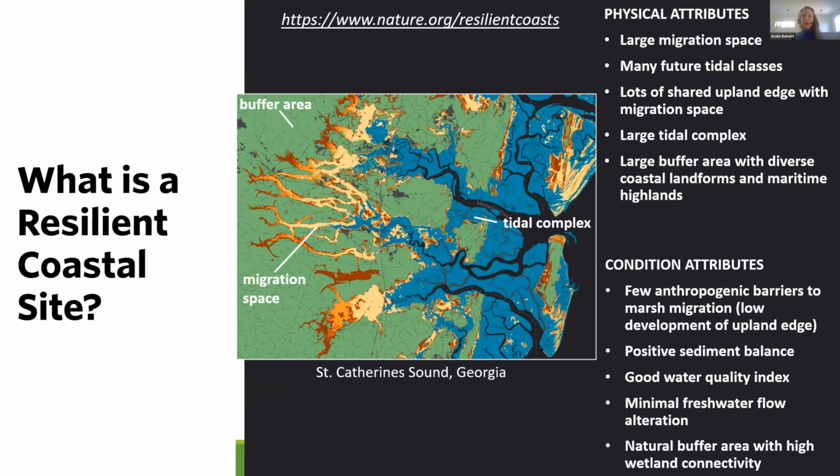So we combined the normalized scores for the physical and condition factors to calculate an index of site resilience. And to account for uncertainty, we calculated resilience scores for multiple sea level rise scenarios. We also looked at that trend, or how the migration space size changes over time for those scenarios. And we also looked at the condition and physical features of the buffer area. Depending on the geography, the final scores are given for the 6 or the 6.5 foot sea level rise scenario.